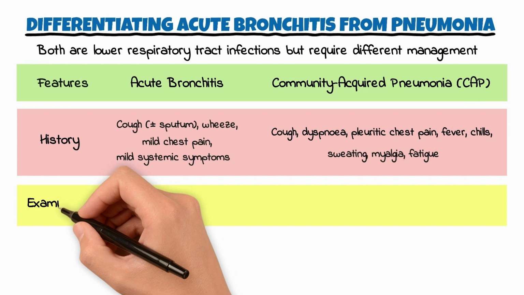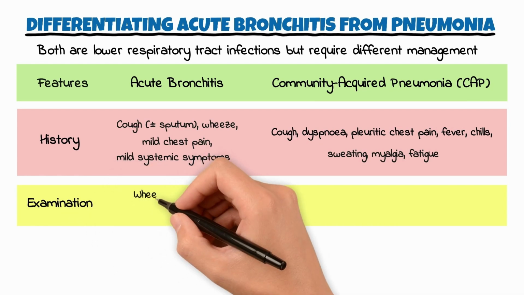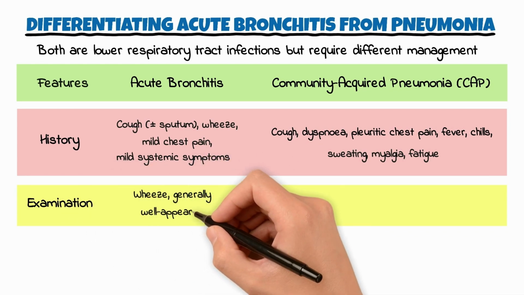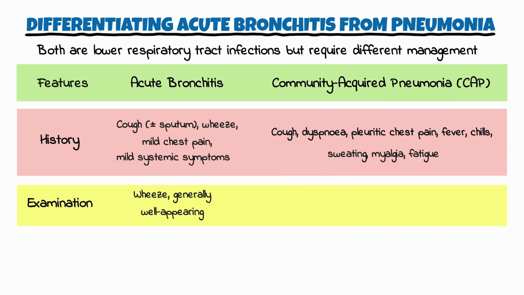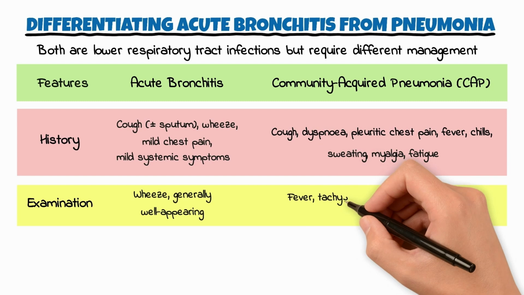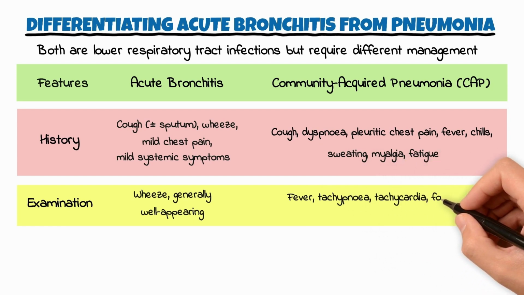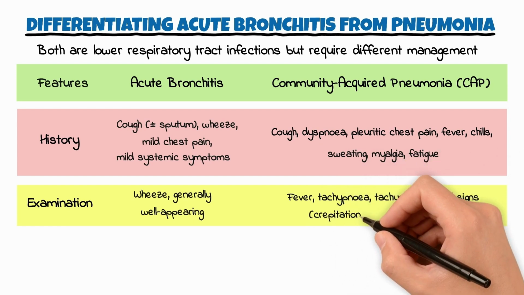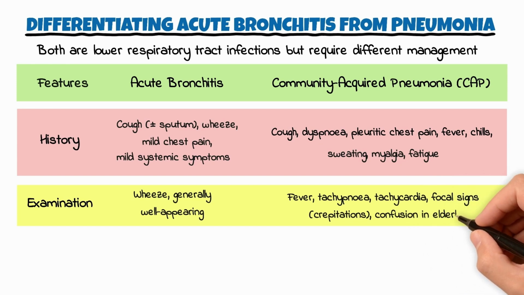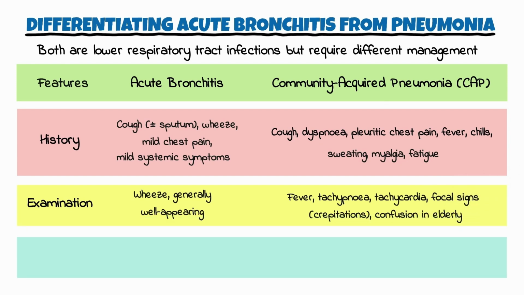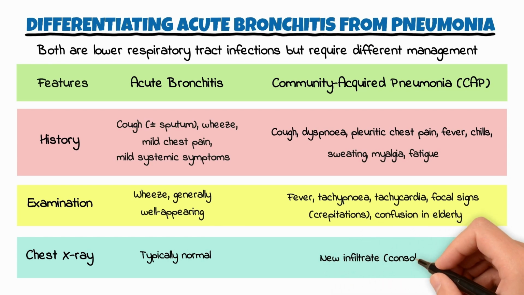Acute bronchitis examination, wheeze, and generally well appearing. Community-acquired pneumonia examination, fever, tachypnea, tachycardia, focal signs such as crepitations, and confusion in the elderly. Acute bronchitis chest X-ray, typically normal. Community-acquired pneumonia chest X-ray shows a new infiltrate, which is a consolidation.